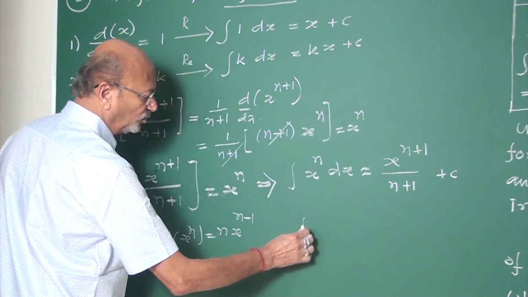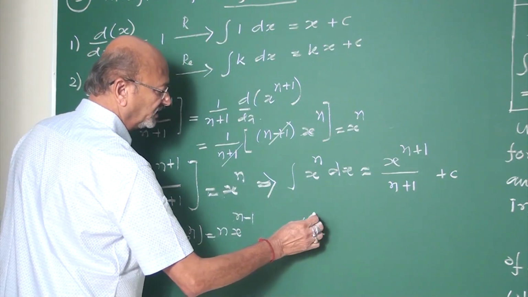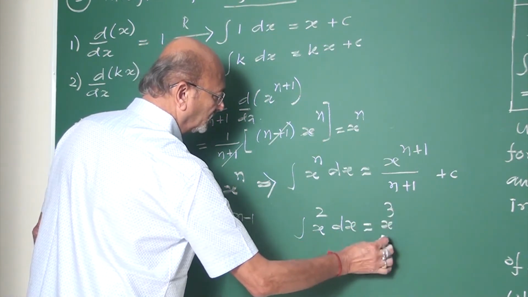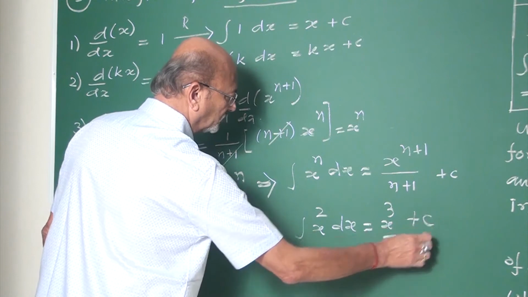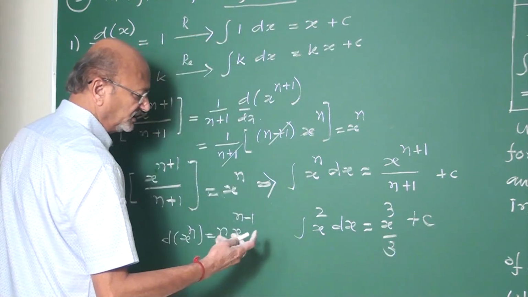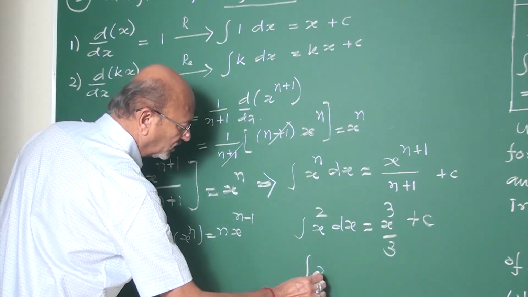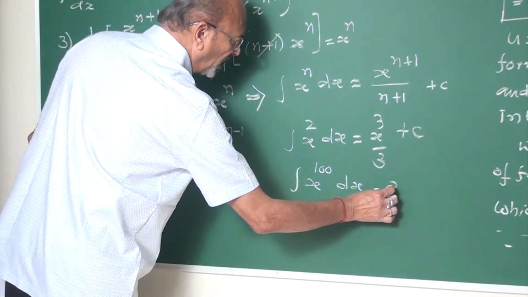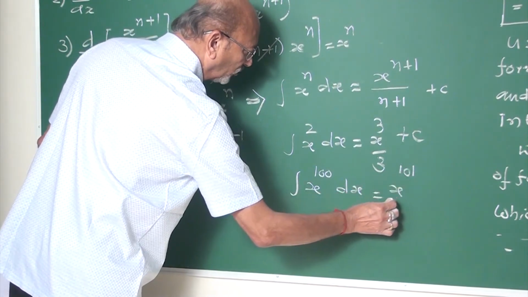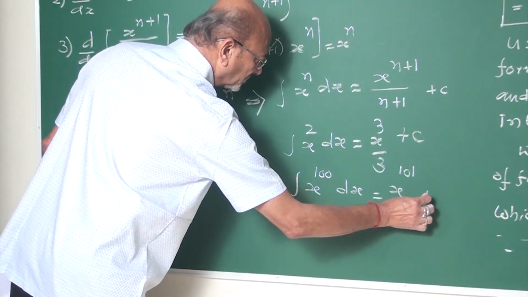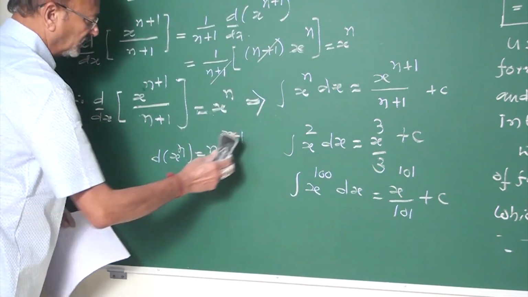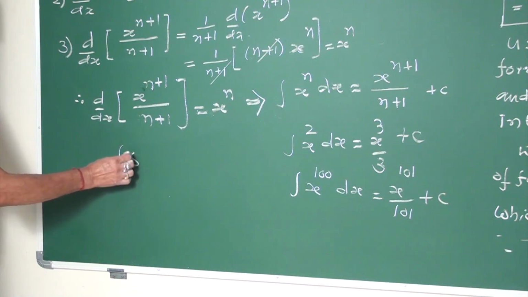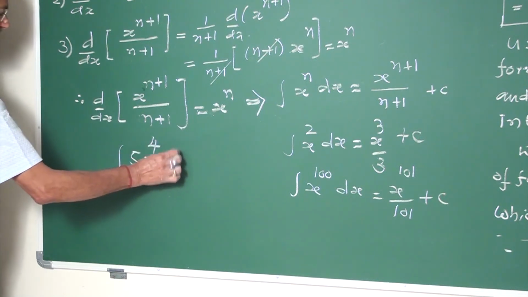Therefore, while doing the examples, the integral of x square with respect to x: add 1, divide by the same, plus c. Yes, my friend. Integral of x to the power 100 with respect to x: add 1, 101 upon 101, plus c. Yes, like this, my friend. Even if you wanted the integral of 5 x to the power 4 with respect to x.